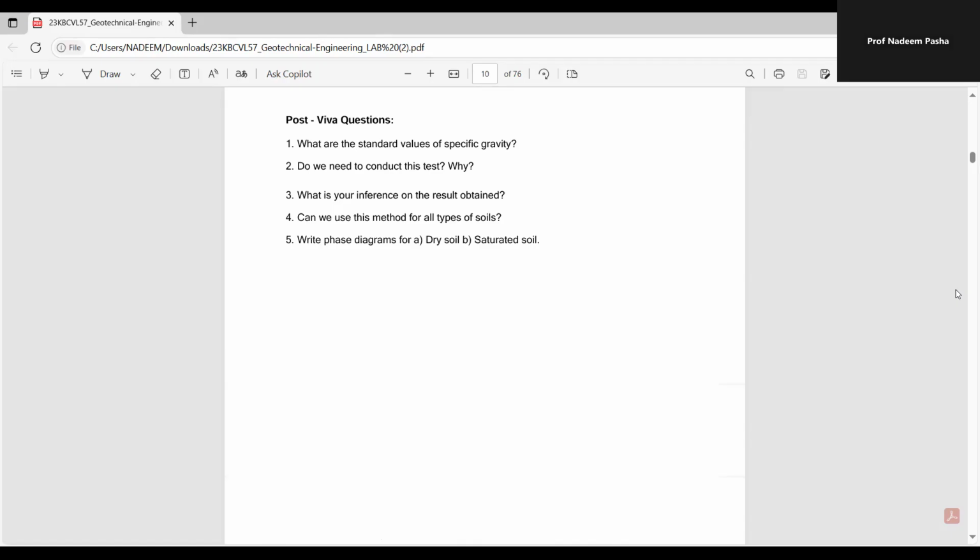Next, what is your inference on the results obtained? The results obtained are of different values. What is the inference? The results obtained are almost the same. Can we use them as well? Yes.